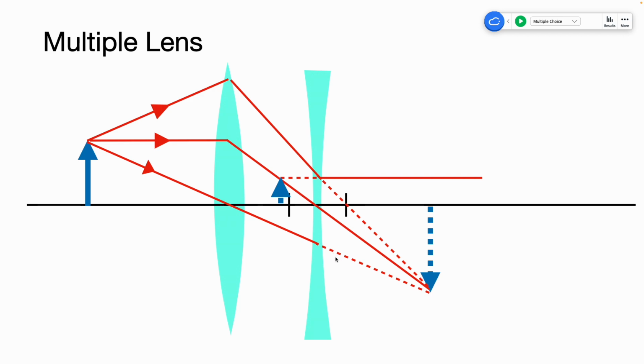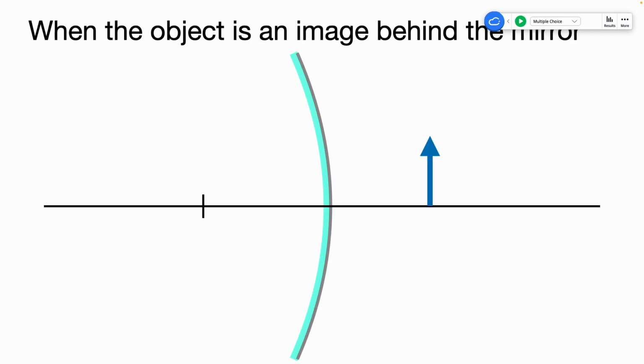So what we see is that in general, you not only need to know how to draw the image when the object is in front of the lens, you also need to know how to draw it if the object is a virtual image, or an image behind the lens or mirror. So here I have a case which maybe has some convex lens, concave mirror, whatever. Anyway, the object is behind the mirror. You need to know how to draw it.